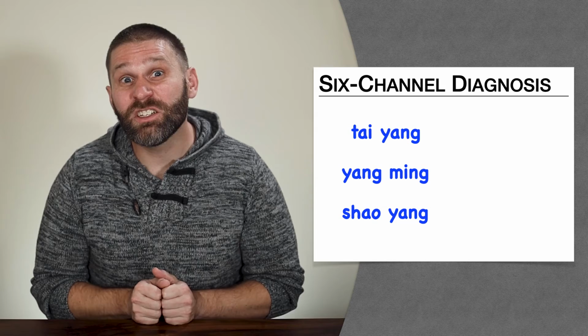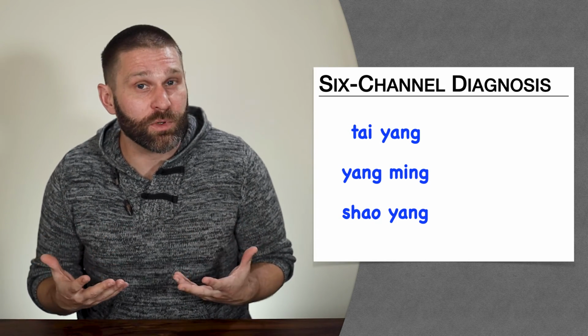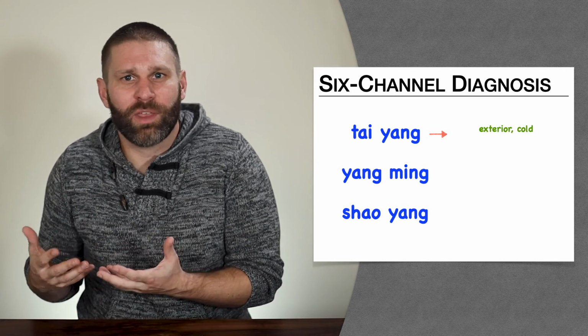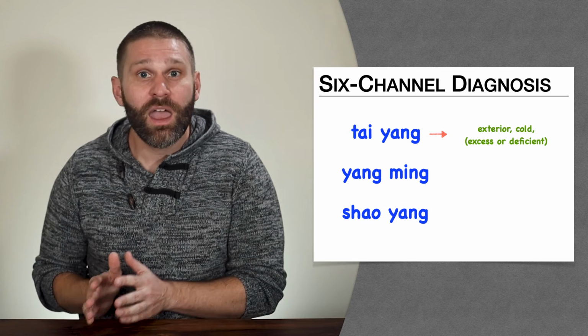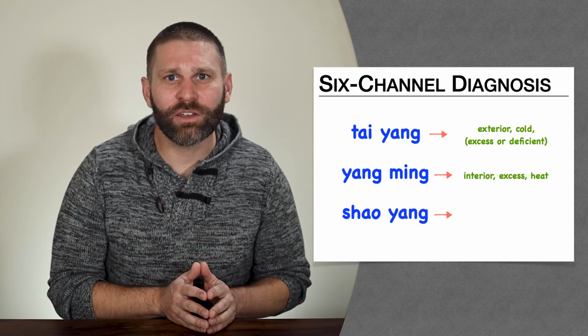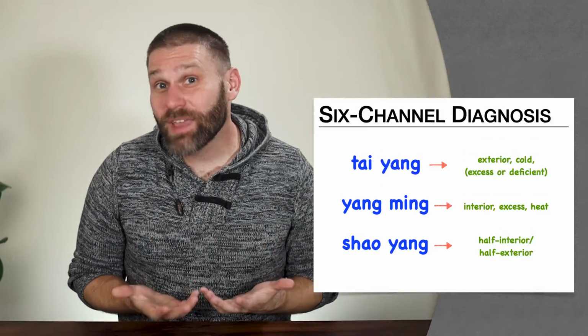And even when we get to Shanghan Lun 6-channel diagnosis, we can frame this in terms of our 8 principles. So Taiyang is exterior cold, and it turns out we have both excess and deficiency patterns at this level. Yangming is interior excess heat, and Shaoyang is actually half interior, half exterior. So that's why this is so useful. Even if you're using other forms of diagnosis, we can still look at a case in terms of the 8 principles to either narrow down our diagnosis or guide our treatment strategy.